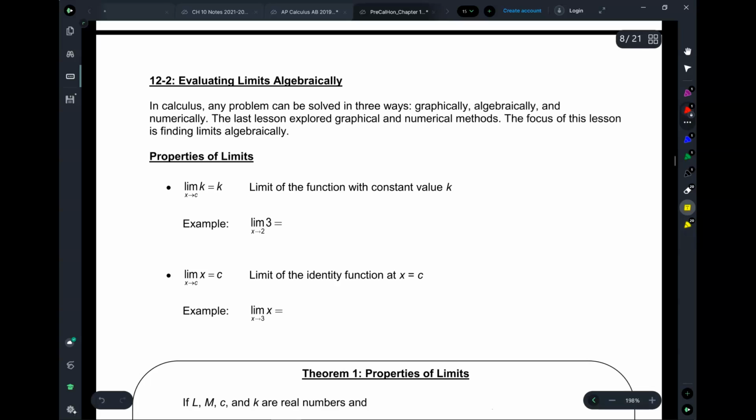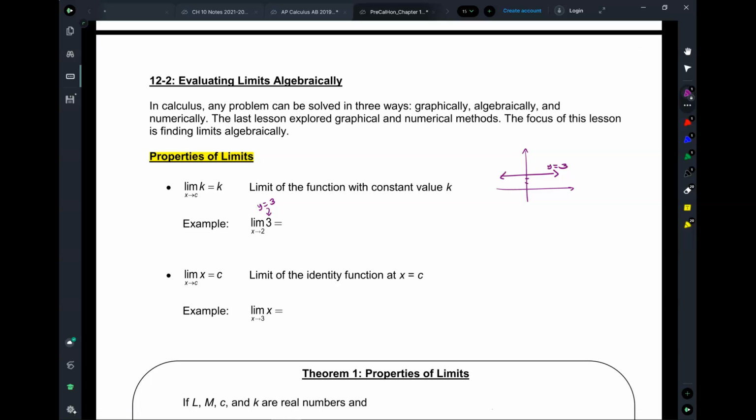So we're going to do limits algebraically. Let's first talk about properties of limits. The first thing we're going to look at is the limit as x approaches c of k, for example, the limit as x approaches 2 of 3. When you have something like this, whatever that is, that's your function. So in this case, this is y equals 3. Now, what does y equals 3 look like? If I were to graph y equals 3, it looks like this, correct?